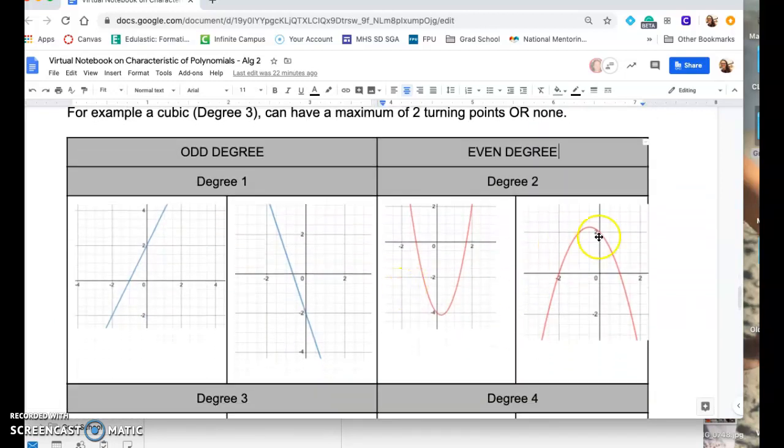So if I'm looking at these two, these are parabolas. This has an absolute minimum because it goes from decreasing to increasing. This has an absolute maximum. Okay, so there's your extrema, 1 extrema for each of these. Notice again, this is a degree of 2. It had 1 less than that, which was 1 extrema.